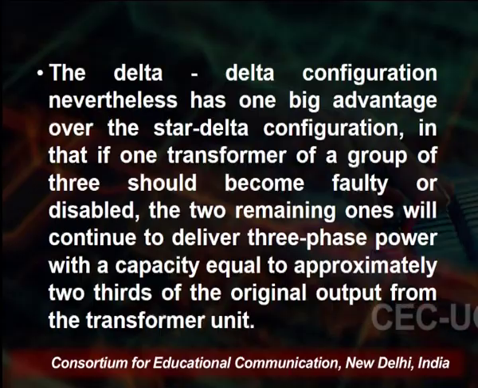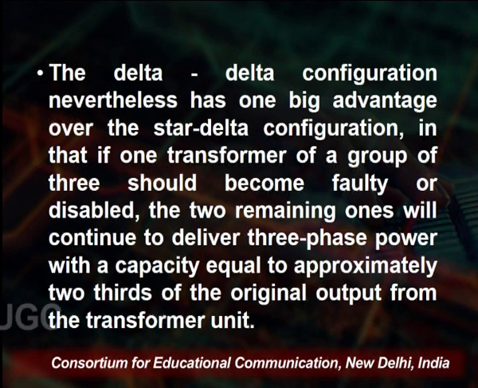Delta configuration nevertheless has one big advantage over the star configuration, in that if one transformer of a group of 3 should become faulty or disabled, the 2 remaining ones will continue to deliver the 3-phase power. If one is damaged, then the other 2 will work and supply the power, with a capacity equal to approximately 2/3 of the original output from the transformer unit.